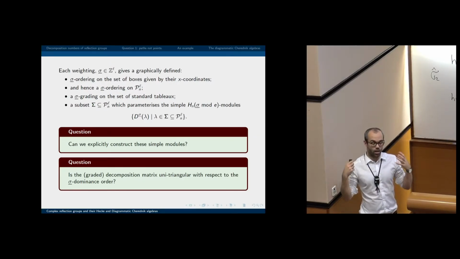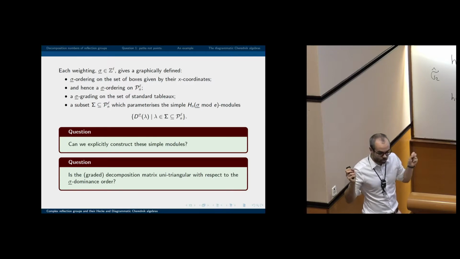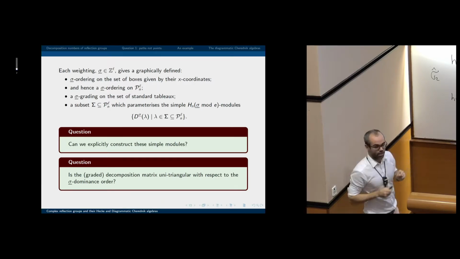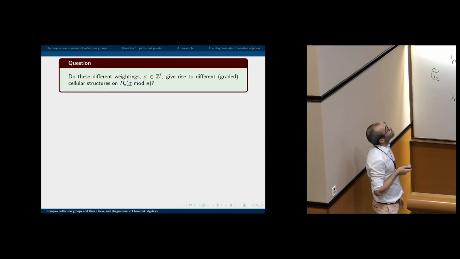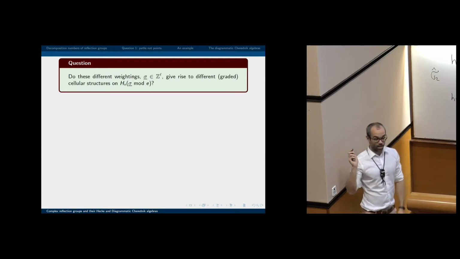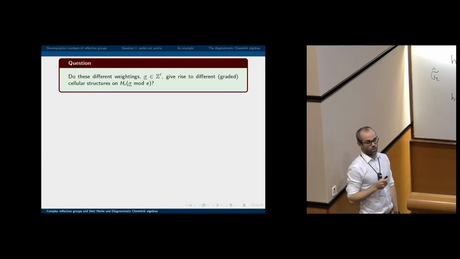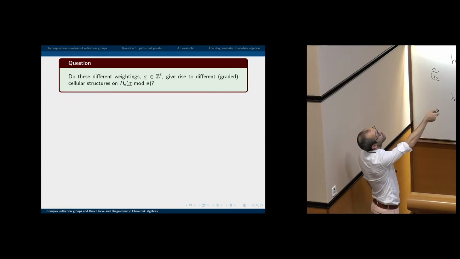Are the decomposition matrices unitriangular with respect to that ordering? These are natural enough questions. And a question that subsumes these two questions and gives you a way of solving them is, can we come up with a cellular structure on this one algebra, which only depends on mod e, but with lots of different cellular structures which remember sigma.